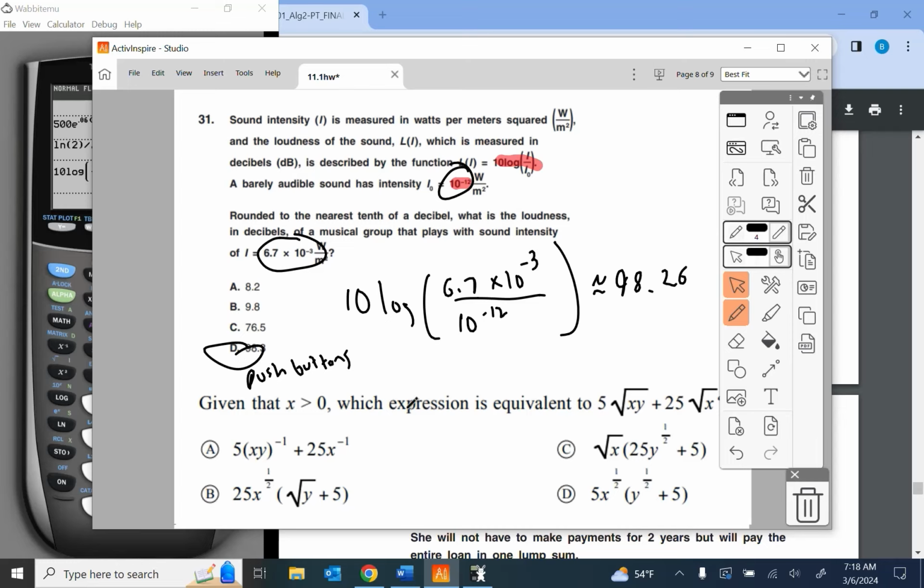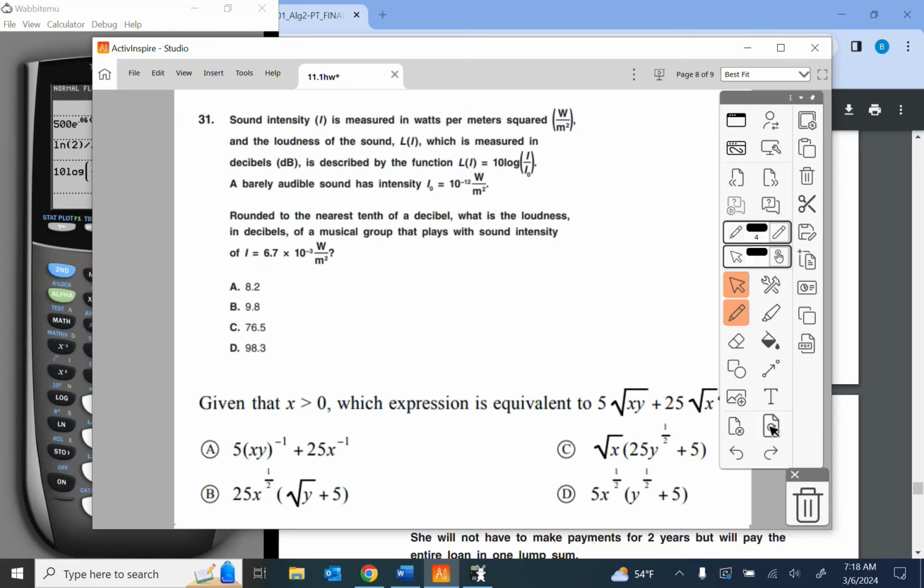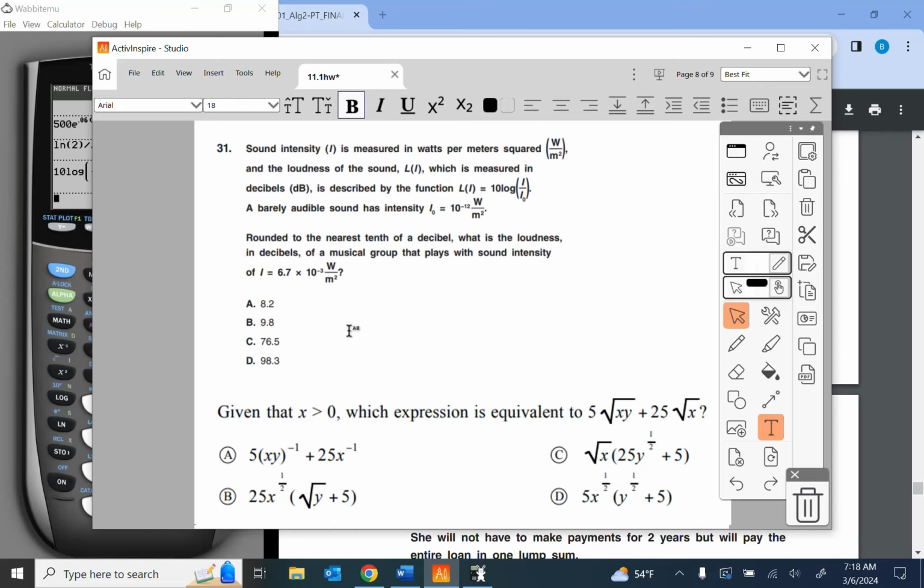Given that x is greater than 0, which expression is equivalent to the following? And I'll do this two different ways. To start off, I'll do it by hand. Then I will show how to cheat. I wish that some of y'all who need to learn how to use a calculator would watch some of this stuff, but whatever.